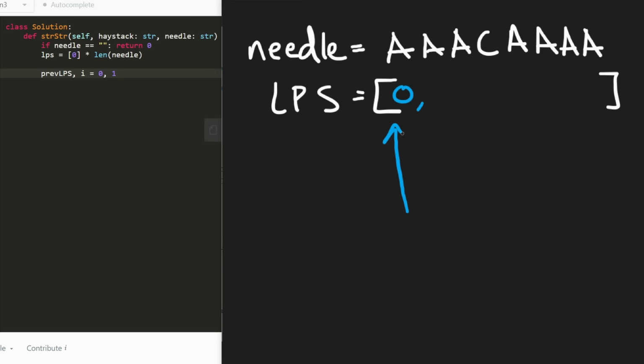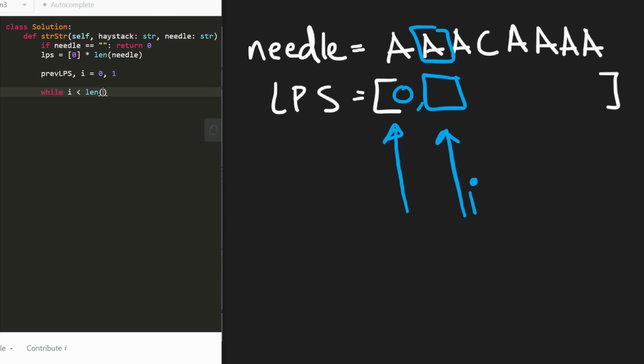So right, our previous LPS is going to be at 0 and our I pointer is going to be at this index looking at this character. So we're going to do a while loop, right? While I is less than the length of the needle, right? Because we're going through every character in the needle to fill in this LPS array. And so the simplest case is going to be if the characters match each other. So if the needle at index I is equal to the needle at index previous LPS. So what's going to happen in that case?